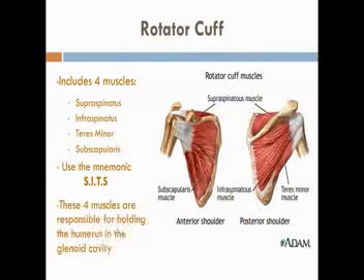Your rotator cuff muscles. There are four muscles that make up the rotator cuff. The primary function of the rotator cuff is to stabilize your shoulder joint. So all the muscles that I read about and the actions that said stabilize shoulder joint are the muscles that make up the rotator cuff. They are supraspinatus, infraspinatus, teres minor, and subscapularis. A mnemonic to remember this is SITS. These four muscles are responsible for holding the humerus into the glenoid cavity.